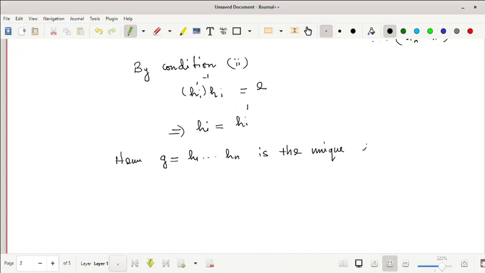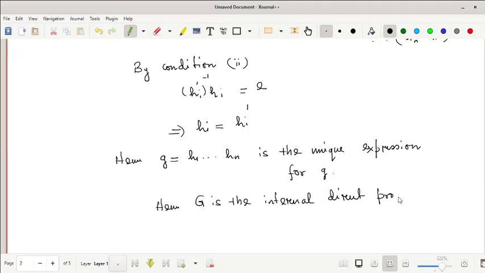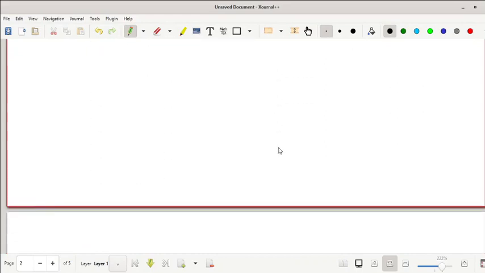for G. Hence G is the internal direct product of H1, H2, Hn. This proves the result. Okay, fine.